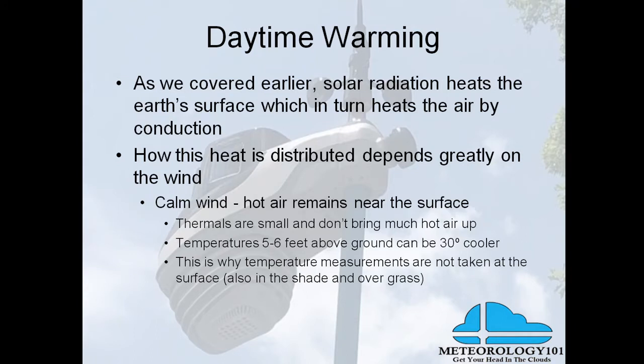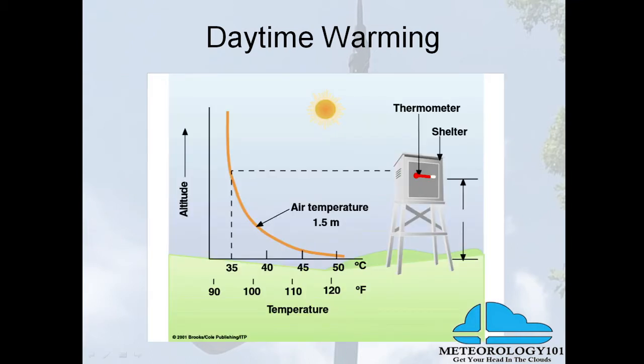So that's why temperature measurements are not taken at the surface. Any air temperature weather station is going to take its measurement off the surface. It's also not taken in the shade or over grass, because of that difference in radiation from the Earth over grass. That makes a big difference in the temperature also. So, daytime warming.